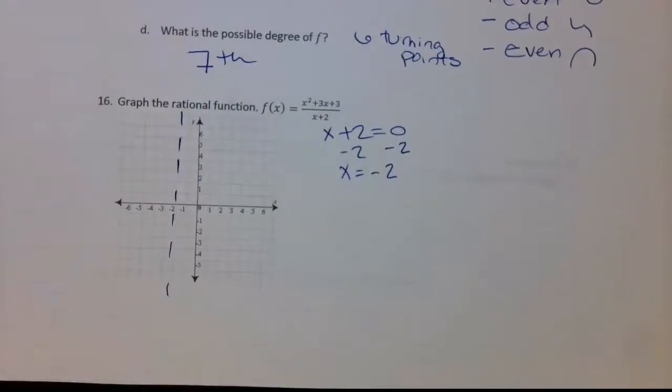Then since my exponent is higher on the numerator than the denominator, I want to go ahead and do division to find my slant asymptote.